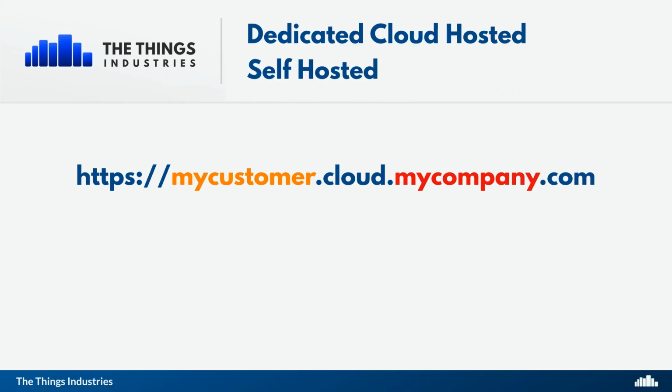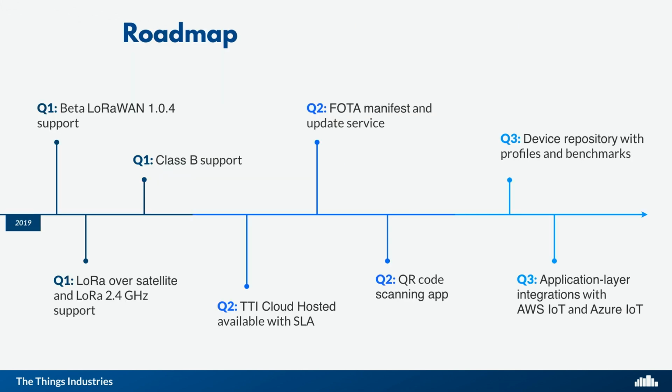We also have a dedicated cloud hosted option where you can run your own domain name in your own environment, and you can start reselling these network solutions to your customers. That's also a possibility. So what we're going to do in the coming year, we are working on LoRaWAN 1.0.4 support. So Alper earlier today from the technical committee of the LoRa Alliance presented the new LoRaWAN specification. So we're currently working on that.